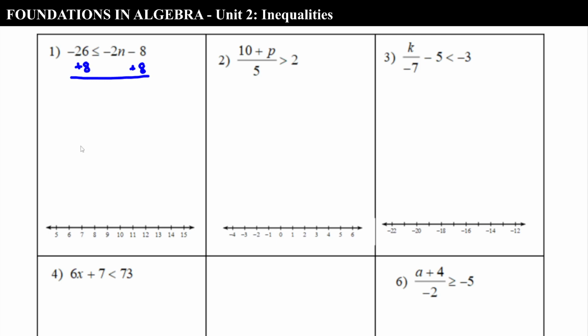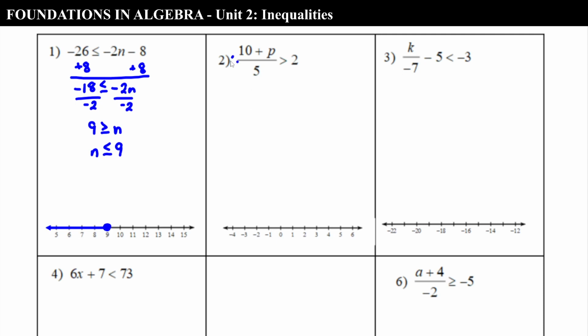And when we do, we're going to get negative 18 on the left-hand side. We're going to get negative 2n on this side. And then when we divide each side by negative 2, that's going to give us 9 on this side. We divide by a negative, so we have to flip our inequality. And we get 9 is greater than or equal to n, but we have to flip the whole thing to get the variable on the left side. So we have n is less than or equal to 9. So we have 9 here, and we are going to graph to the left.